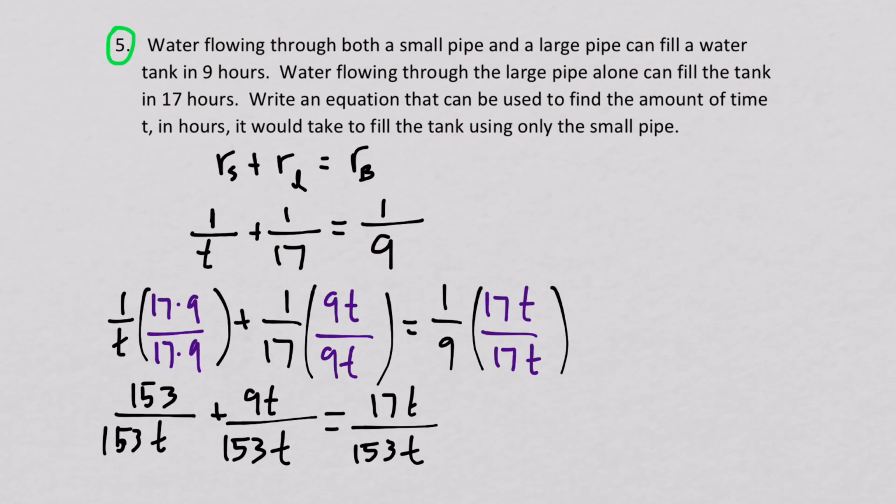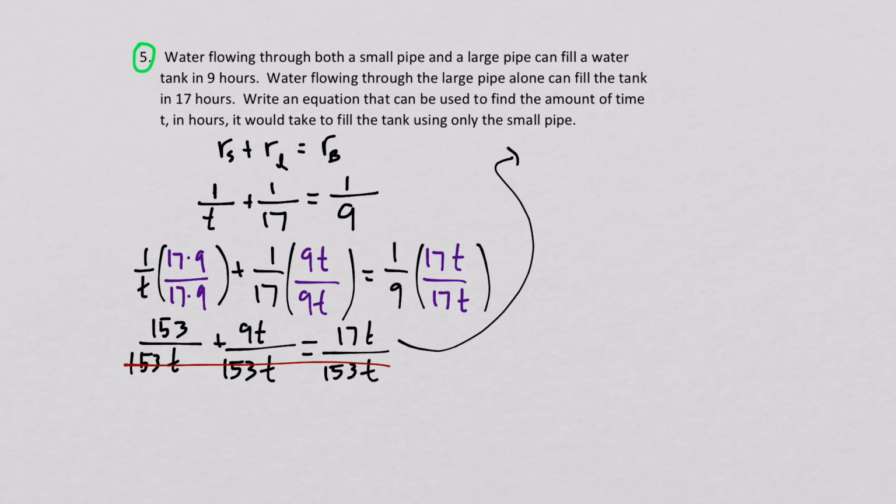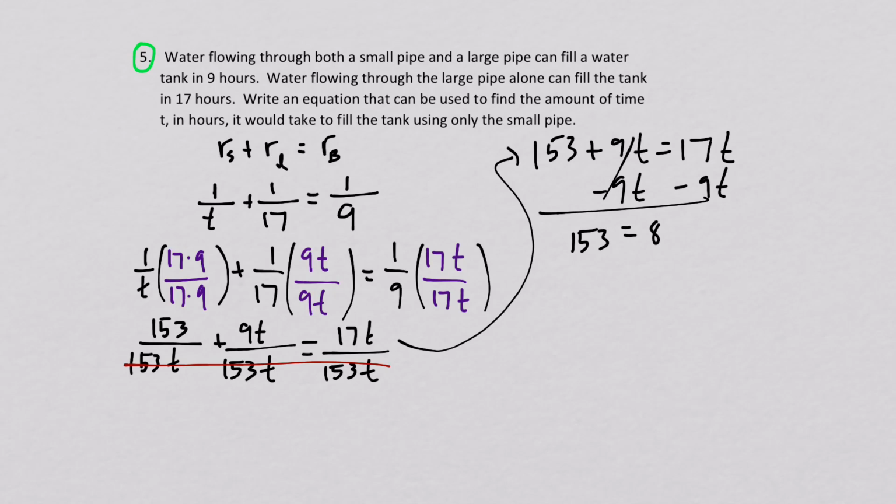I can do the exact same thing I did in that last problem. I can just go through and cancel them all. Really, you're multiplying all the way through with 153T, and that's what cancels them, but that's what ends up happening. So if I continue from there, we have 153 plus 9T equals 17T. And all I got to do now is subtract 9T from both sides. I get 153 equals 8T. And then I divide by 8. And T is equal to 153 divided by 8, which my calculator says is 19.1. 19.1 hours for the small pipe to fill the tank by itself.